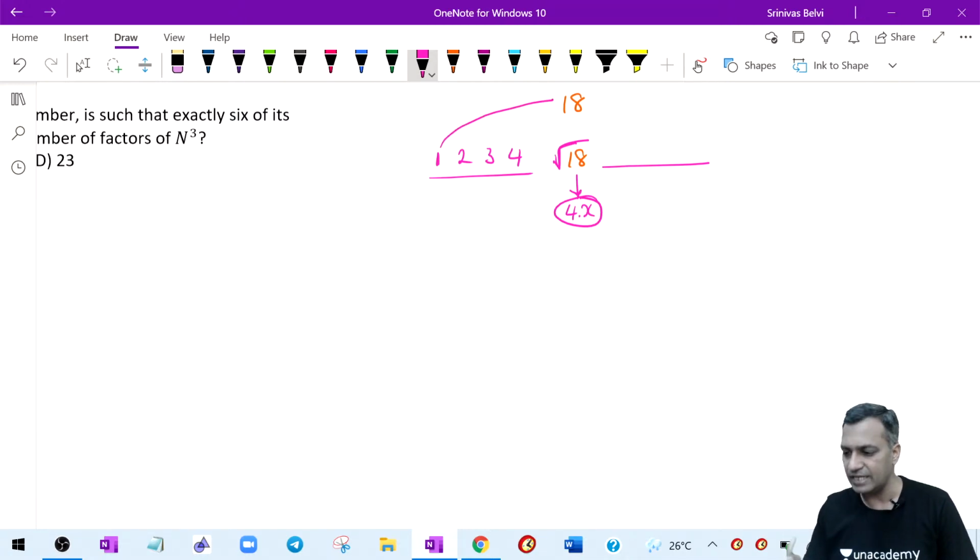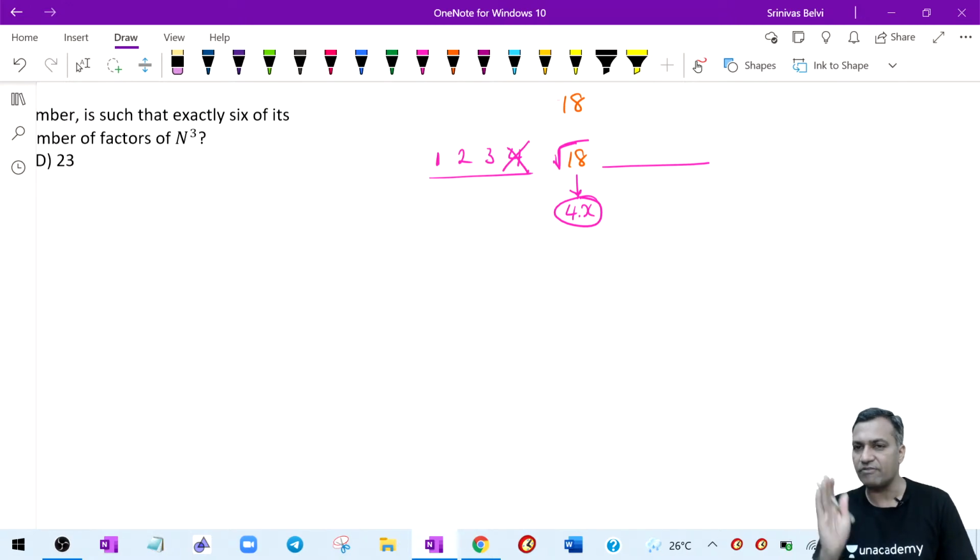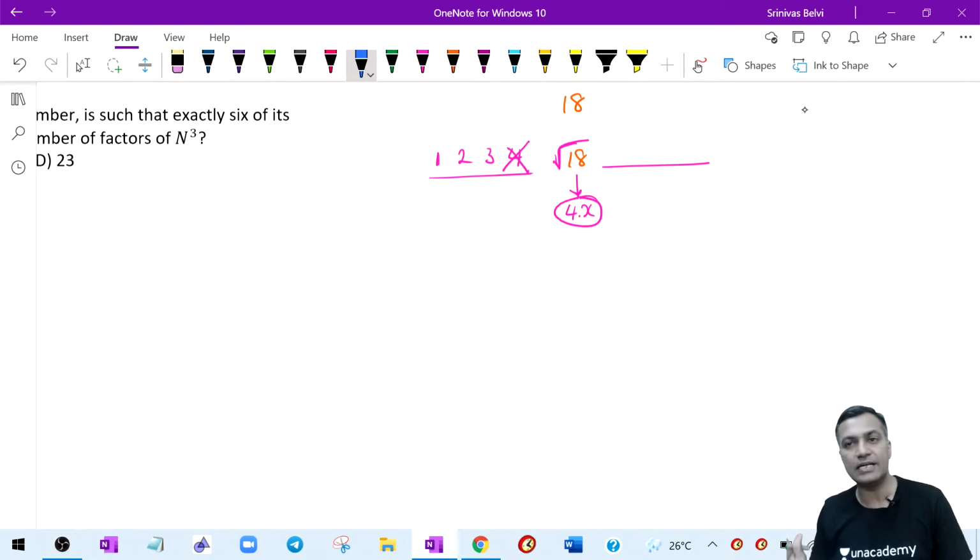Is 1 a factor of 18? Yes. Is 2 a factor of 18? Yes. Is 3 a factor of 18? Yes. Is 4 a factor of 18? No. Therefore, there are three factors of 18 less than root 18, which implies there would be exactly three factors which will be greater than root 18.